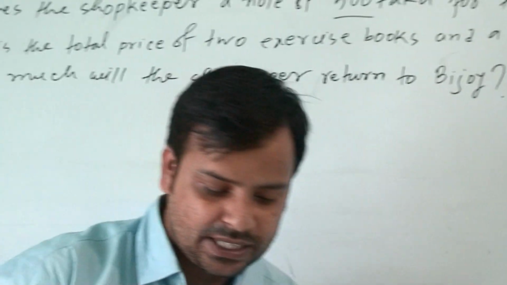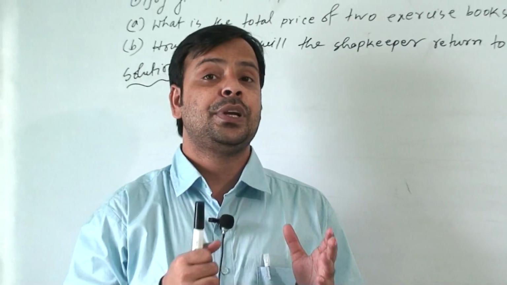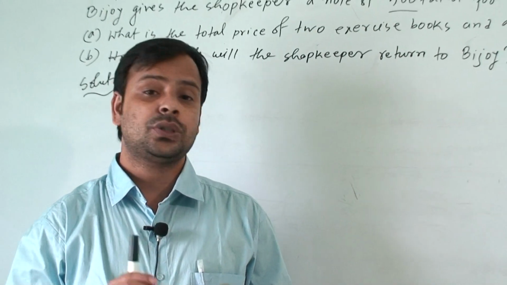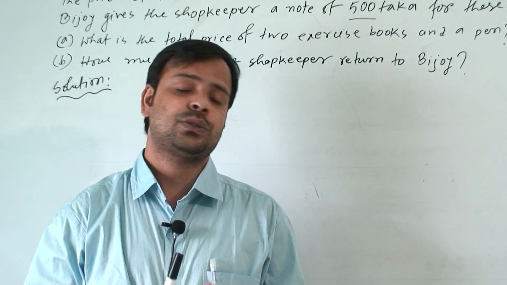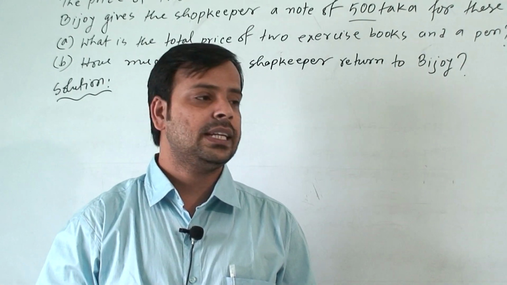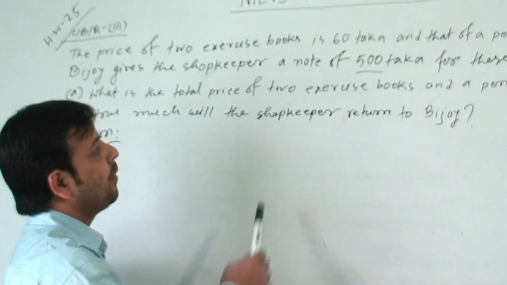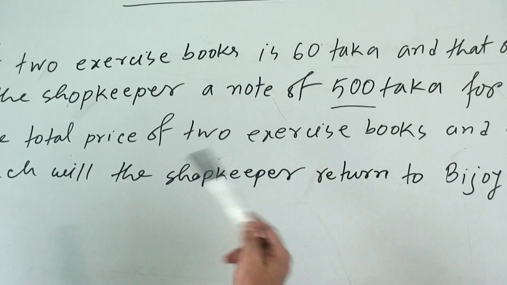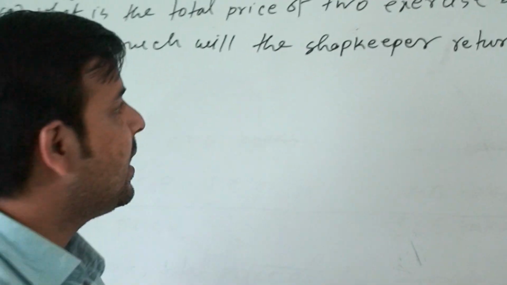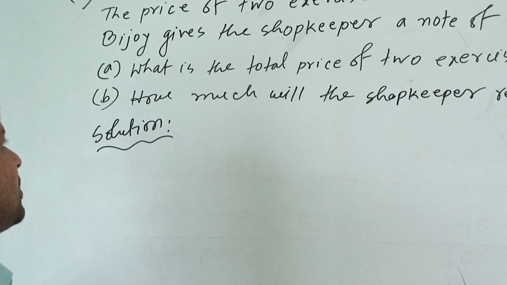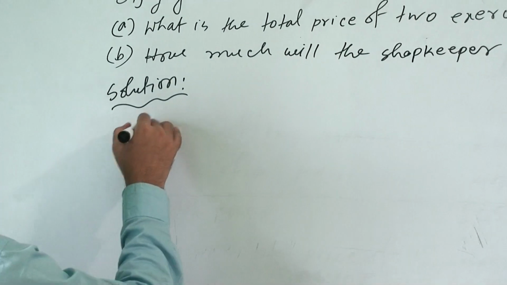Dear students, it means that Bijay bought 2 items and he has to pay the total price. If he wants to pay the total price for this, he gave the shopkeeper 500 taka and the shopkeeper will return some money to Bijay, and that is the question B. Okay dear students, let us solve the question A at first.